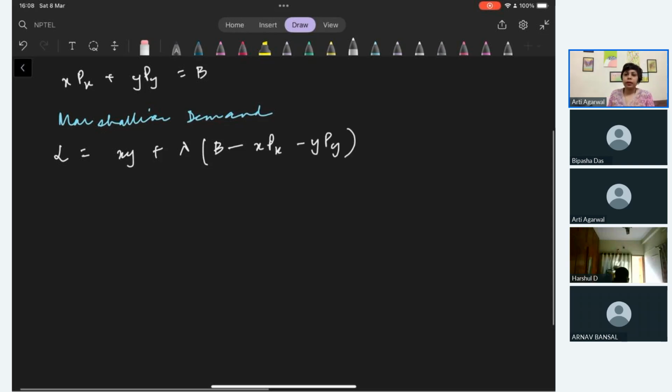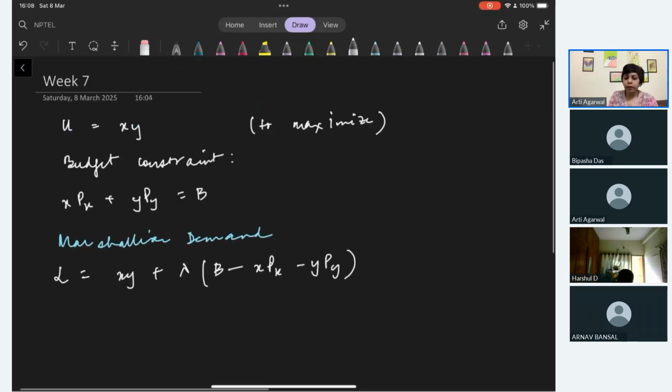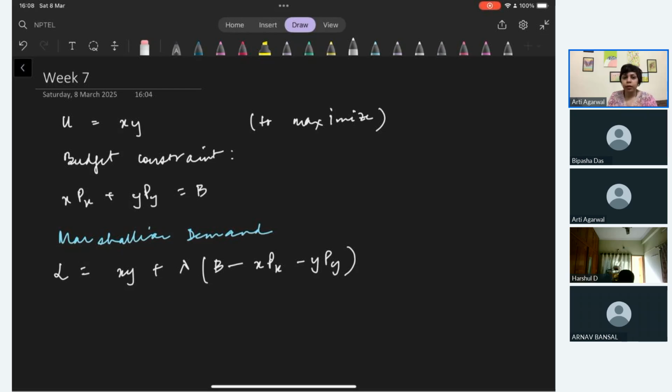So this is how you write a Lagrangian. The Lagrangian is nothing but the function which you want to maximize, in this case the utility function, xy, plus a variable or parameter, the Lagrangian multiplier, which is lambda, and that is multiplied by the constraint equation, such that the constant minus the other variables, b minus x px minus y py, is equal to 0. You can just rewrite this in this way, right? B minus x px minus y py is equal to 0. So that is your Lagrangian.